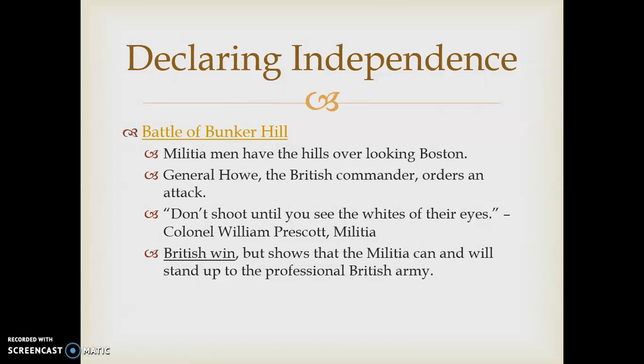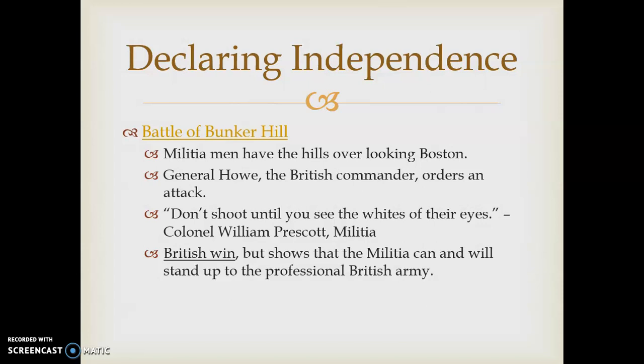So from there, we get to the Battle of Bunker Hill. These militiamen are sitting on the hills over Boston, and General Howe, who's the British commander, wants these people removed. So he orders an attack. The problem is the American or Continental Army, or militiamen, did not have much ammunition, so they had to reserve it. As the British were coming out, Colonel Prescott says one of the most famous quotes, "Don't shoot until you see the white of their eyes."